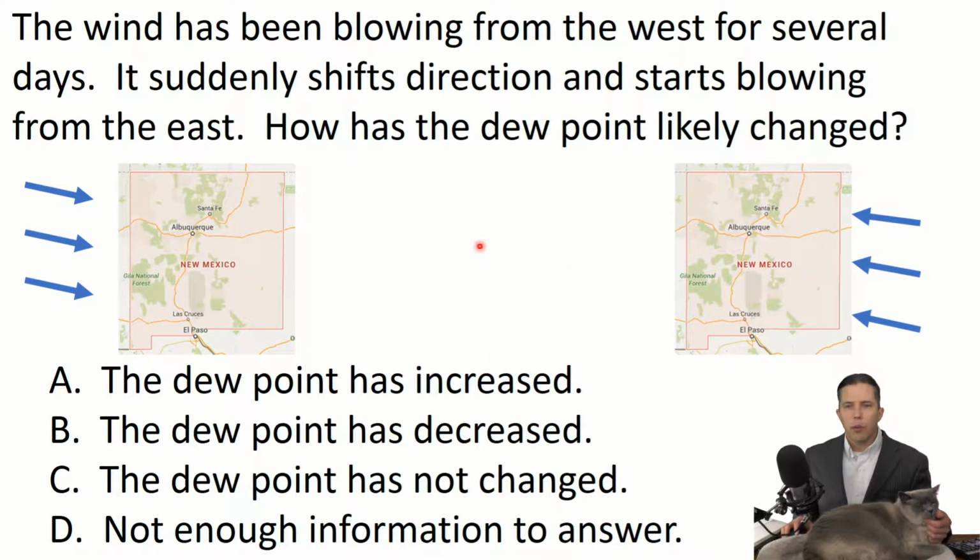Wind has been blowing from the west for several days. It suddenly shifts directions and starts blowing from the east. How is the dew point likely to change? So we just talked about this. If it's coming from the west, it's coming off the Pacific Ocean. The Pacific Ocean is very cold, and the dew points are usually going to be very low. Over here, coming from the east, if we trace that air back, it probably came over maybe the Atlantic or maybe the Gulf of Mexico, and the dew points were pretty high. So most likely, the dew point has increased.